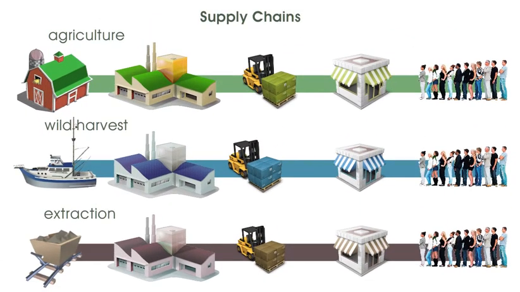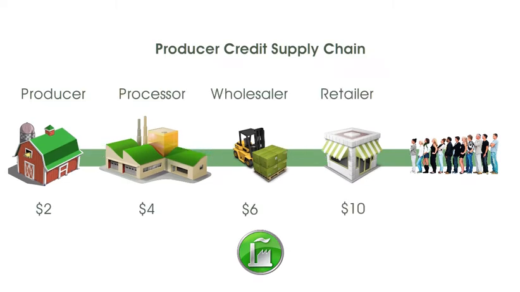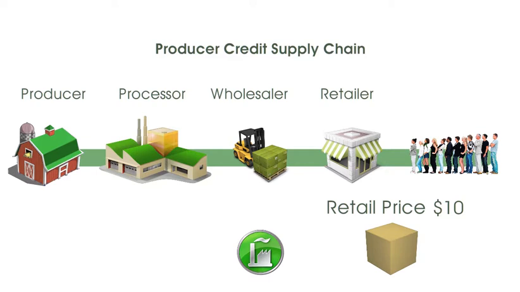The economy is essentially a vast array of supply chains. In this example, it will be demonstrated how, in the process of moving through the supply chain, a product that sells for $10 retail generates $22 worth of producer credits against it, and why this is not a problem.